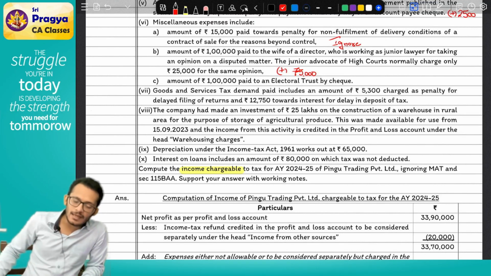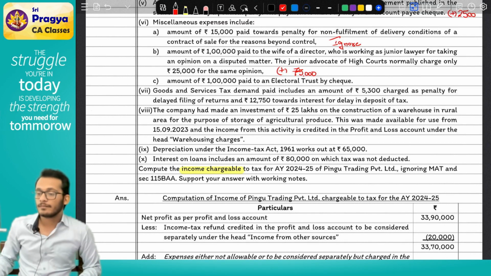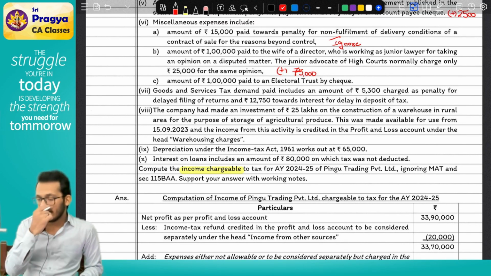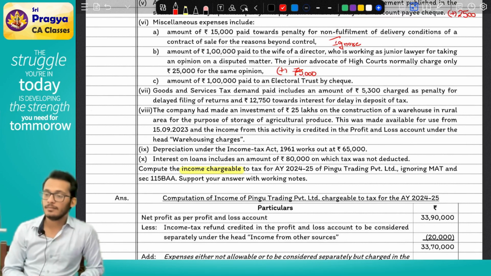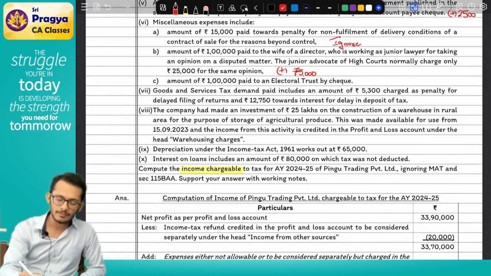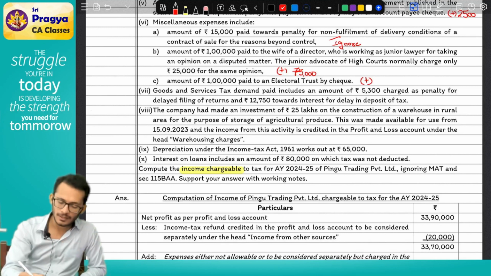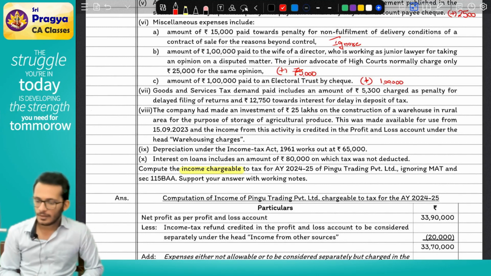Then an amount of 1 lakh paid to an electoral trust by cheque. Disallowed, because it is a donation. Can we go forward? Next.